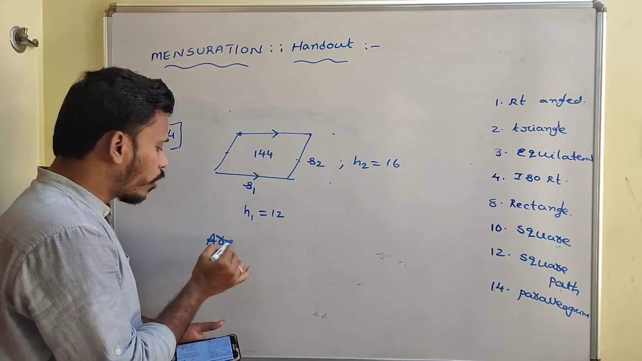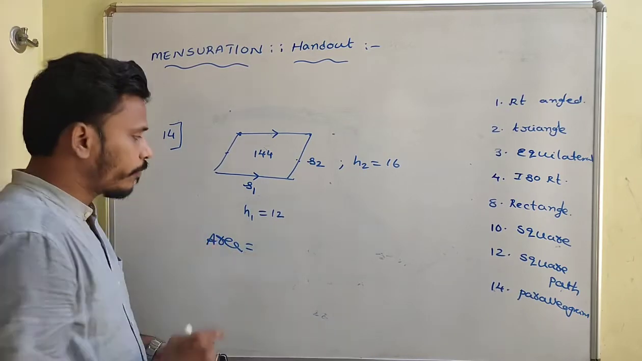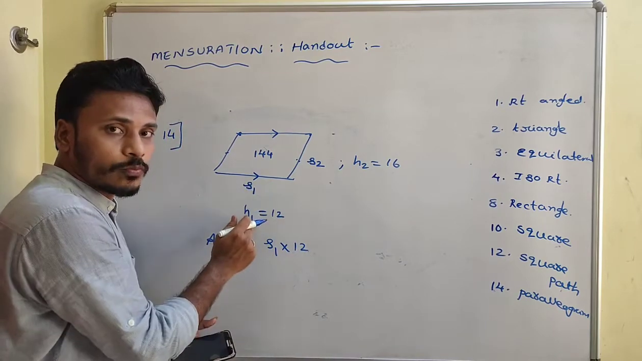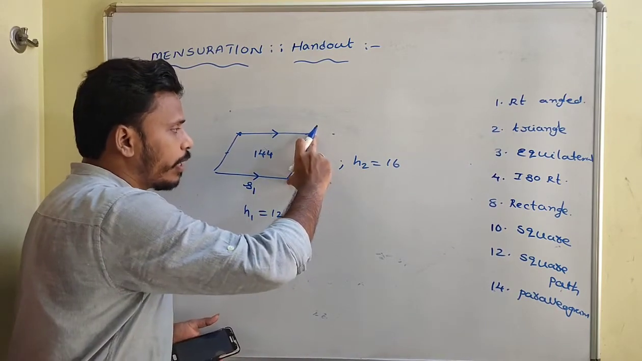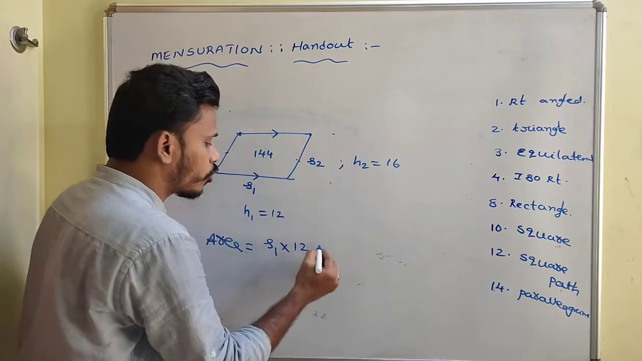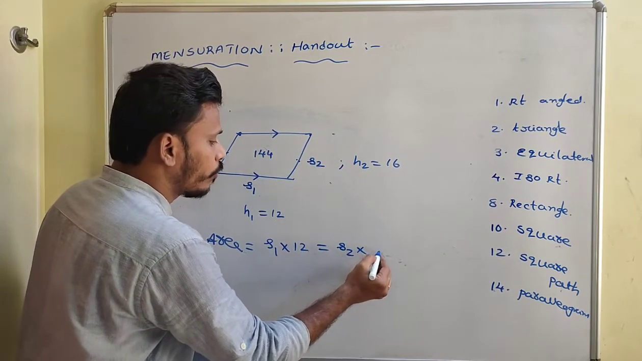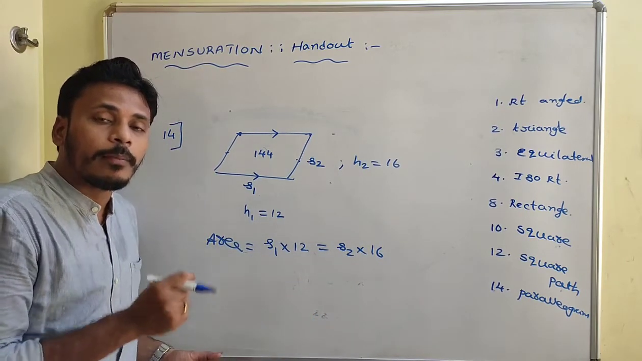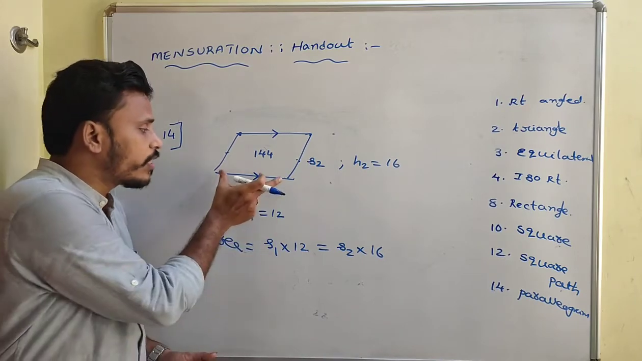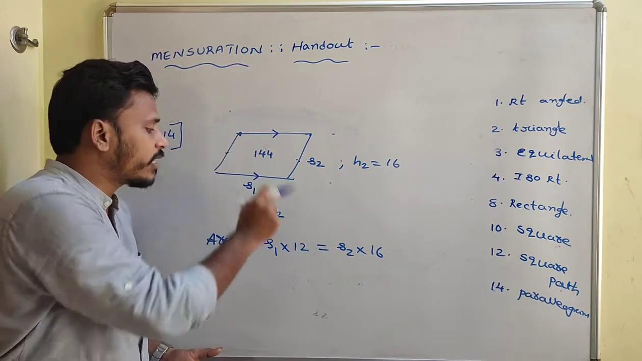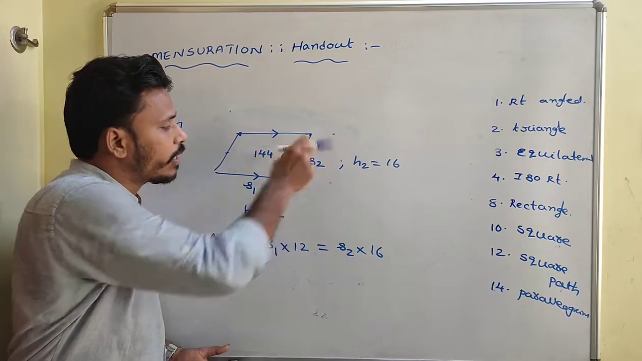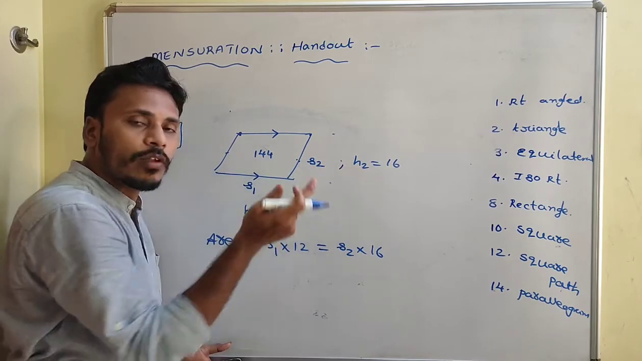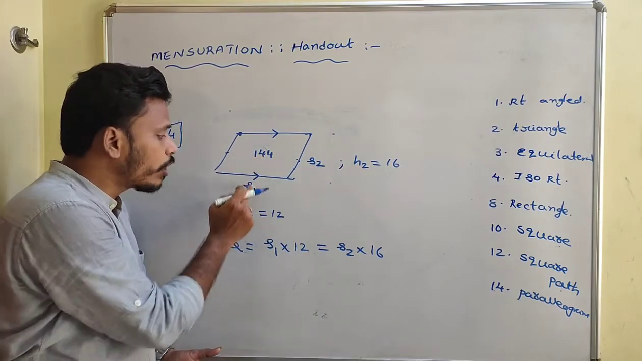Area of the parallelogram, already we discussed it, is base into height. Here base is S1 and height is 12. Again, if you use this side as the base and its corresponding height is H2, then that is S2 into H2, which is 16. So to calculate the area of the parallelogram, the formula is base into height. If S1 is the base, its corresponding height is 12. If S2 is the base, its corresponding height is 16. Multiply these two, it will give us the area. Or multiply these two, it will give us the area.